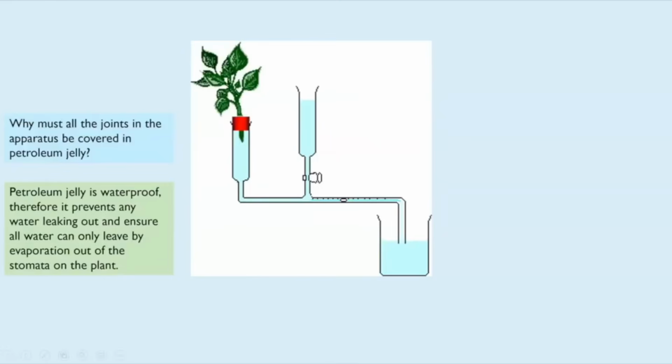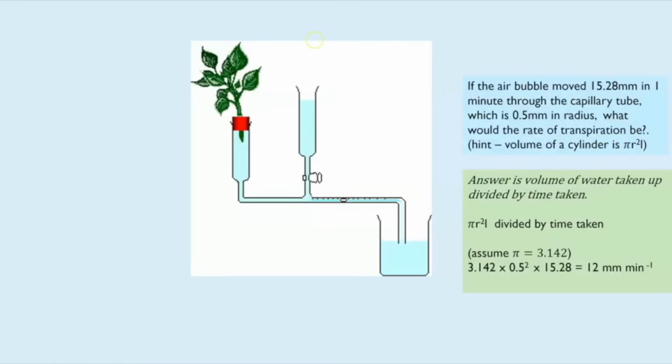The next one: why must all the joints in the apparatus be covered in petroleum jelly? First thing is just pointing out that petroleum jelly is waterproof. By covering all of these joints in this waterproof substance, it makes sure that no air can be introduced into the apparatus, but also makes sure that no water can leak out, which would impact the accuracy of your estimate of water taken up.